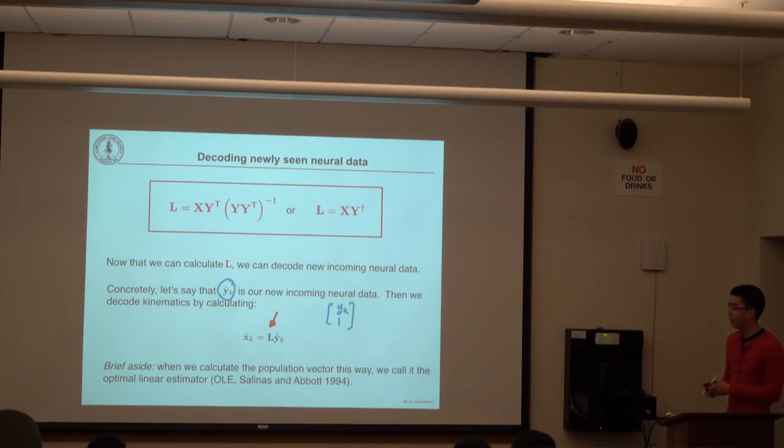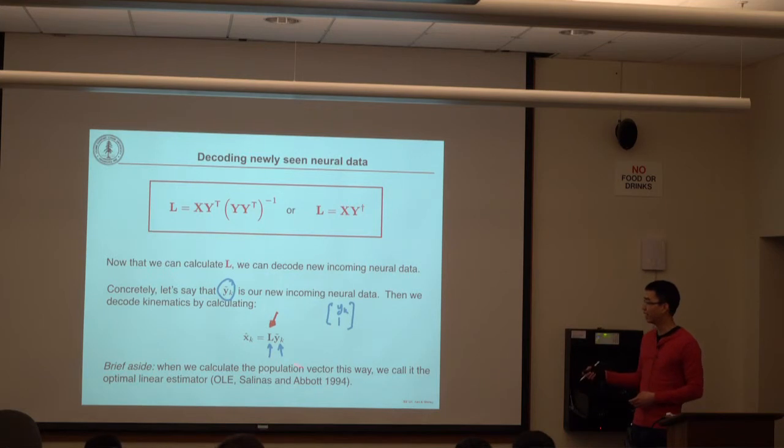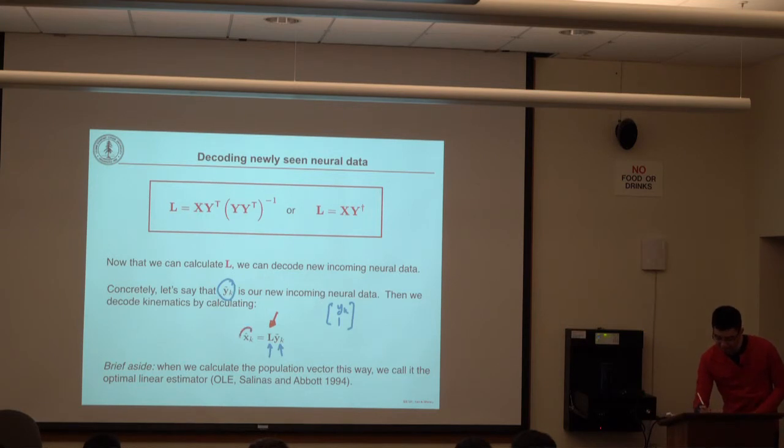And so then to decode new kinematics, we just multiply these two matrices. So the L is known, and the y tilde k is known because we just observed this incoming new neural data. And then based off of that new neural data, we can calculate the velocity that the monkey was intending to reach to. And so now xk is known, and we can decode that velocity and update the cursor and then show it to the monkey. And the monkey will be controlling this with his neural activity alone.